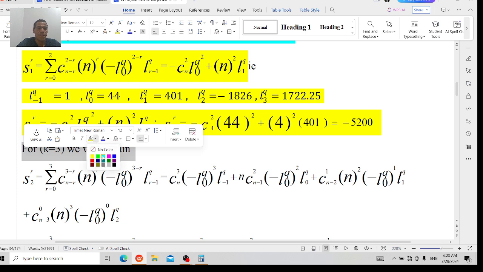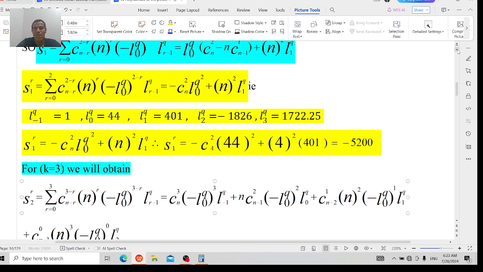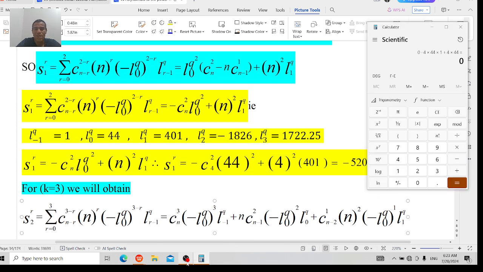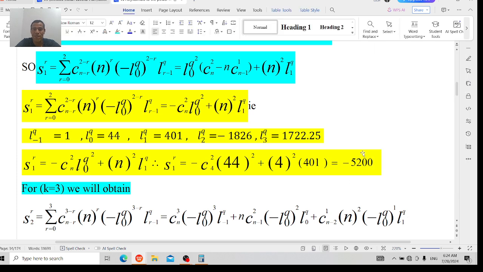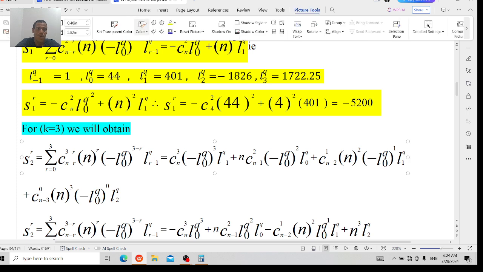So for k equal 3, we are going to find S2. First of all, try to calculate S1. This is your calculator. Let's check if it works. Okay, it works. We said that 4 choose 2 is 6, so negative 6, the previous one, minus 6 times 44 squared, because here it's 44 squared plus 4 squared, meaning 16. I will write it as it is to understand. Times L1 is 401. So this has to be equal to negative 5,200. Now I'm going to focus on the value of S2. I'm going to try to find the value of this.